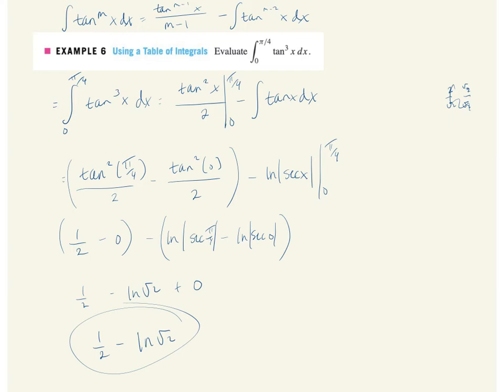Okay, so using a table of integrals. At the end of this section is a very long list of 25 integrals, I believe, and many of these next examples relate to some problem in that table.